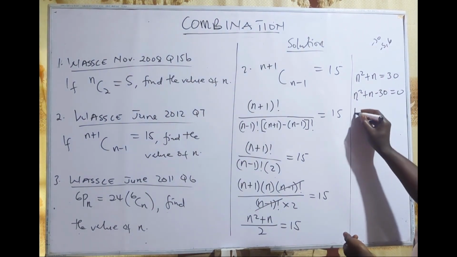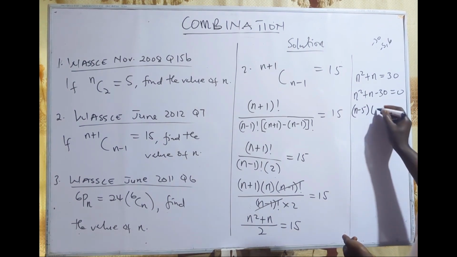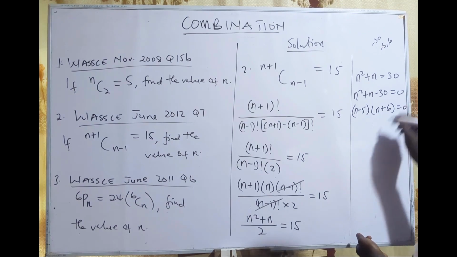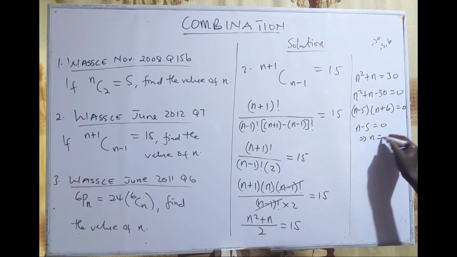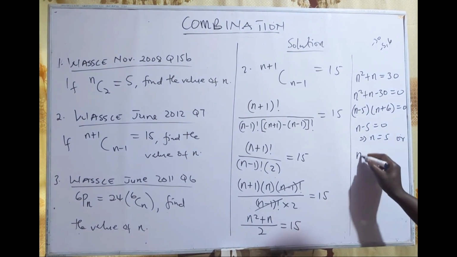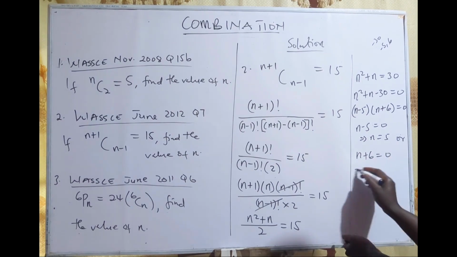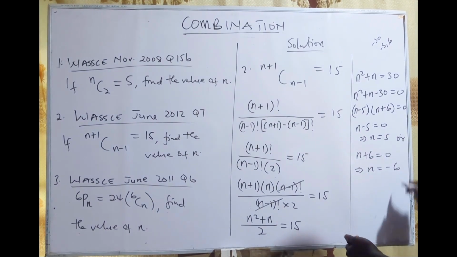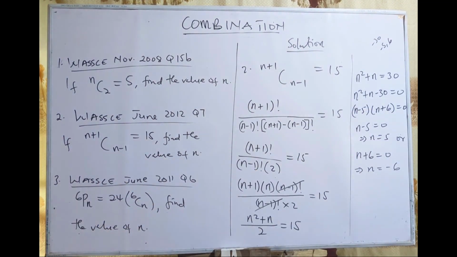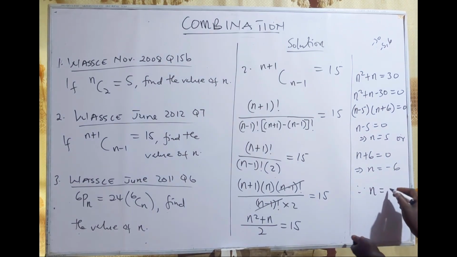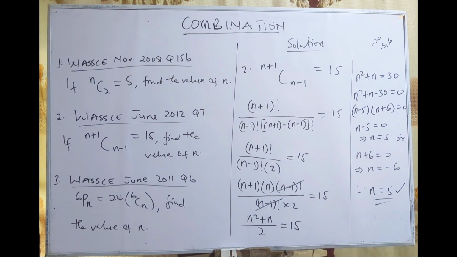So I'm going to have what? n minus 5 and then n plus 6 equal to 0. So n minus 5 is equal to 0, which means n is equal to 5. Or n plus 6 is equal to 0, which means n is equal to negative 6. But take note here, the value of n cannot be negative. Okay, it should be positive. So therefore, the n is equal to what? n is equal to 5. So our value of n is equal to 5. This is so simple to solve.